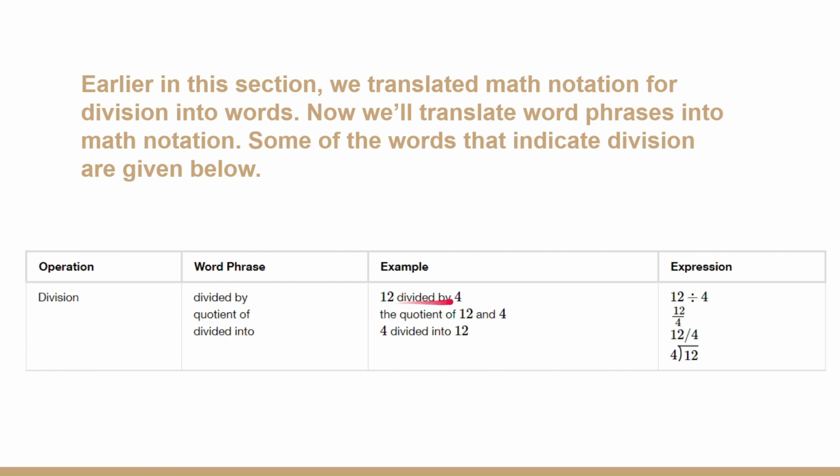So 12 divided by 4. The quotient of 12 and 4. 4 divided into 12. Which is the same as 12 divided by 4. 12 over 4. 12 over 4. And 12 divided by 4. This can also be read as 12 divided by 4, not only as 12 over 4.